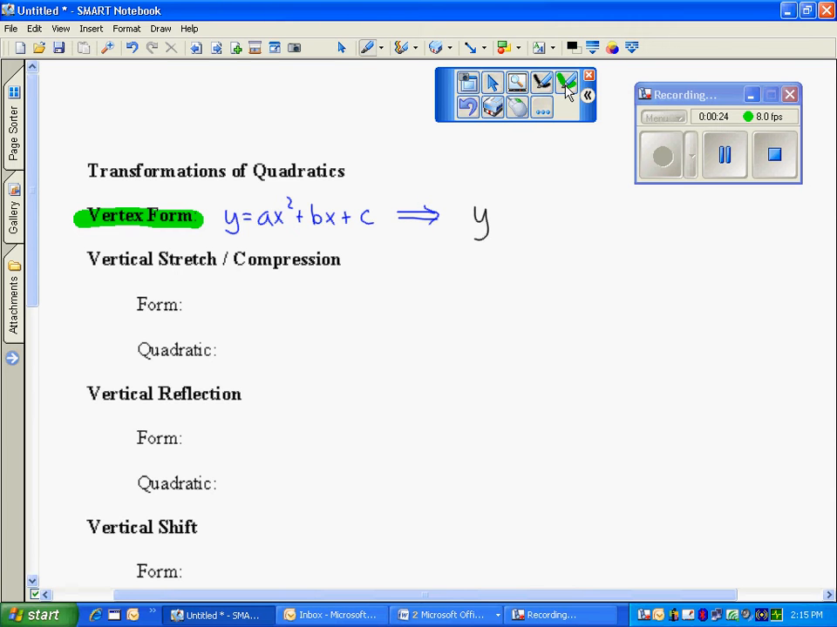is y equals a, which tells me if it's going to open upward or downward, times (x minus h) squared plus k. So that's my vertex form. And if I have a parabola in this form, the vertex is going to be (h, k).